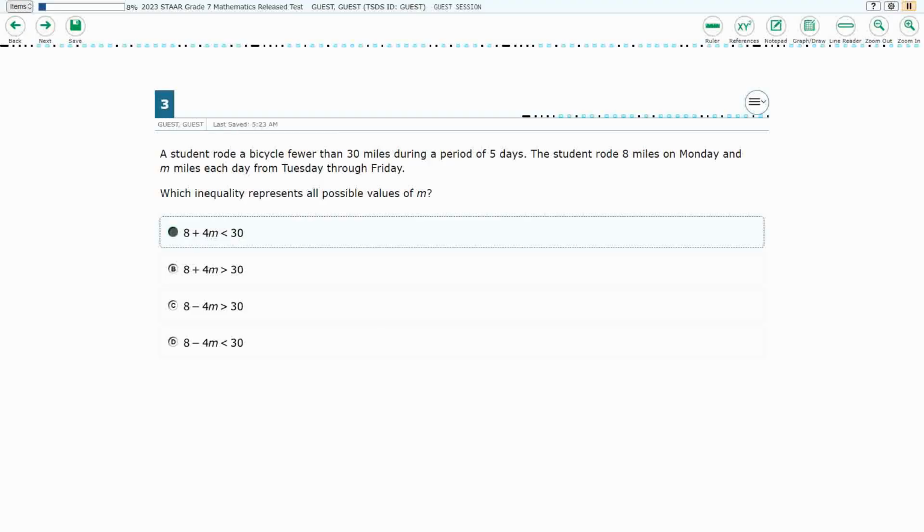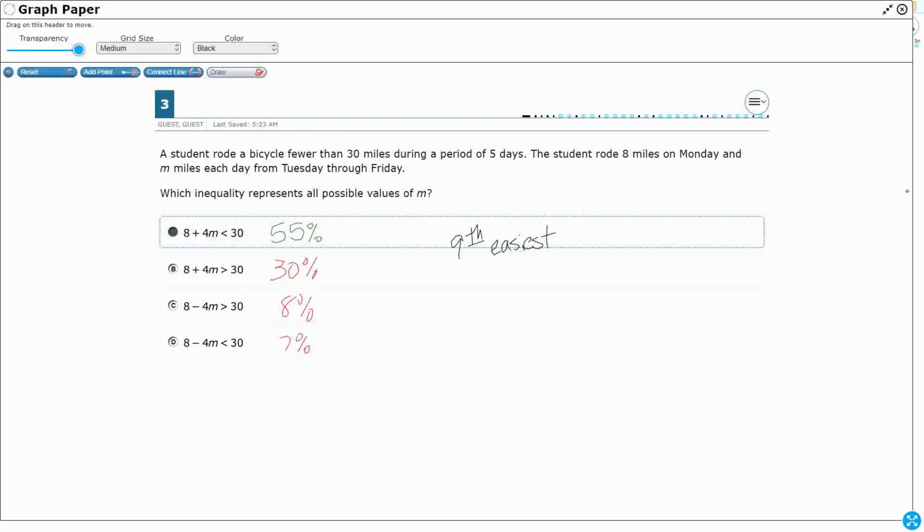Let's see how we did across the state of Texas. So this was tied for the 9th easiest, with only 55% of the students in the state of Texas getting it correct. So to let you know how difficult this test was. The really interesting feature is look at option B, right? So that had 30% of the students choosing it. And whenever you see an incorrect answer getting such a high percentage of those incorrect answer choices, you always wonder what's the difference, what tripped them up. So we have 8 plus 4m, we have 8 plus 4m, so they're able to figure this out right here. Look at the difference. It's just the inequality symbol.